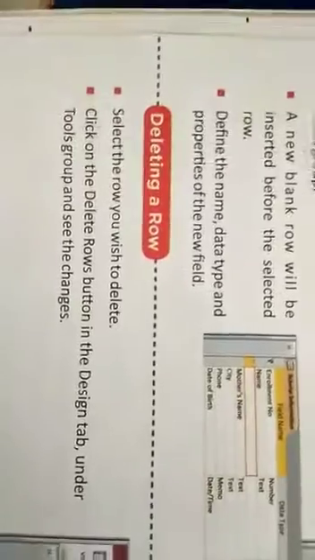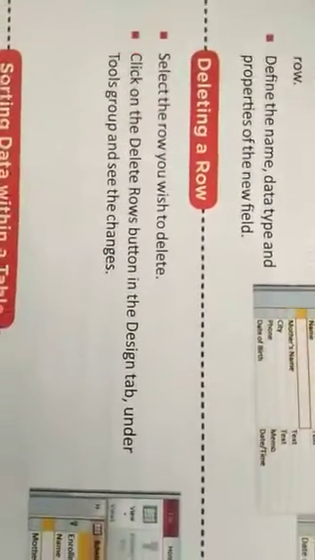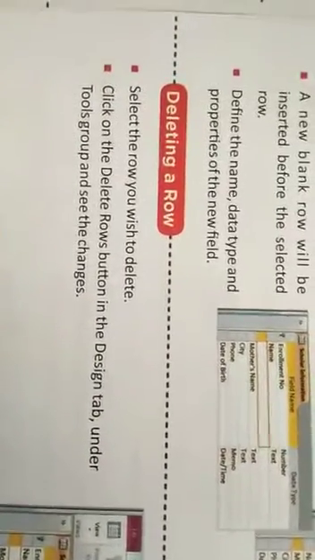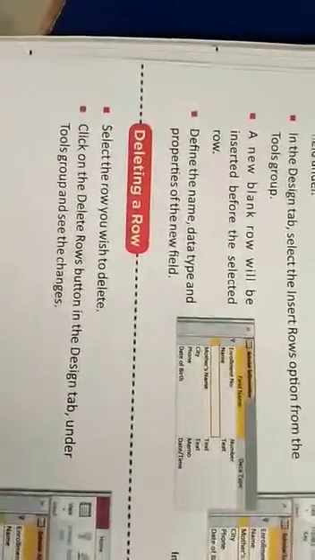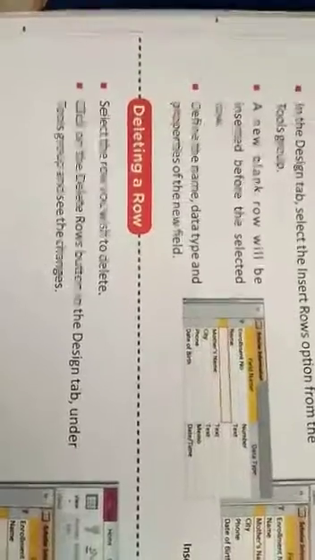Secondly, deleting a row. If you want to delete a row, select the row you wish to delete. Click on the delete row button in the design tab under the tools group and see the changes. So first of all, select the row which you want to delete. Click on the delete row button in the design tab under the tools group and you can see the changes there. Okay, like this.